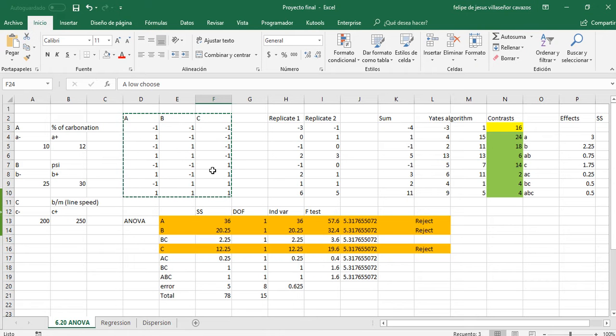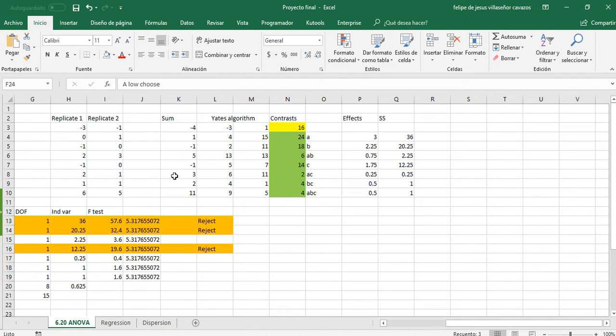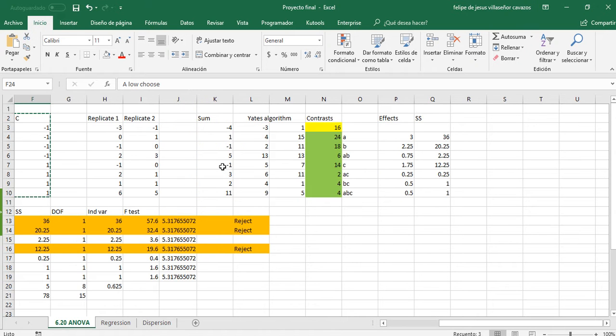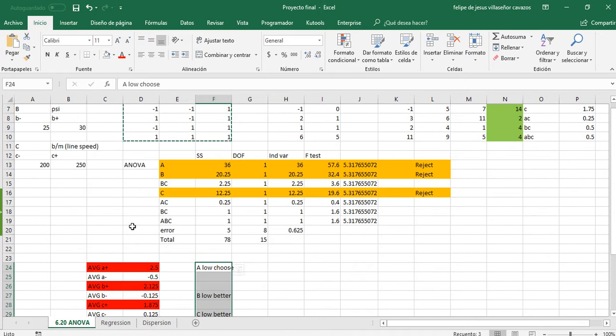We do the table of signs. This is a two replicate problem. We do the sum, the Yates algorithm, and we obtain the contrast, the green ones, and the grand total, the yellow one. We calculate the effects and the sum of squares. Now we do the analysis of variance. And we can see here in the F-test that the significant factors are factor A, factor B, and factor C, all alone.